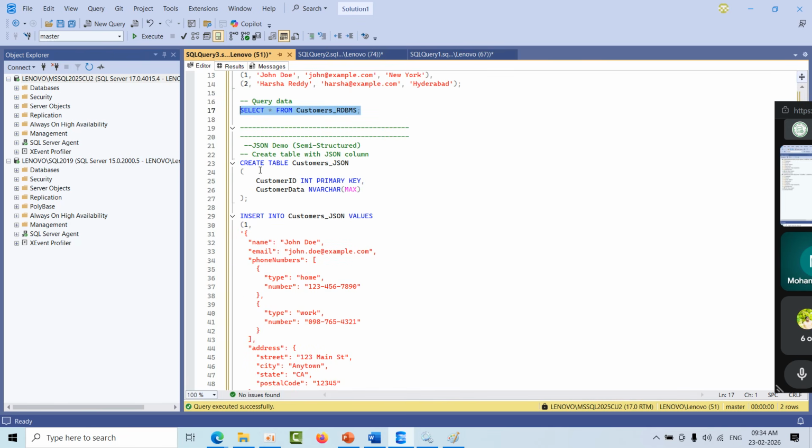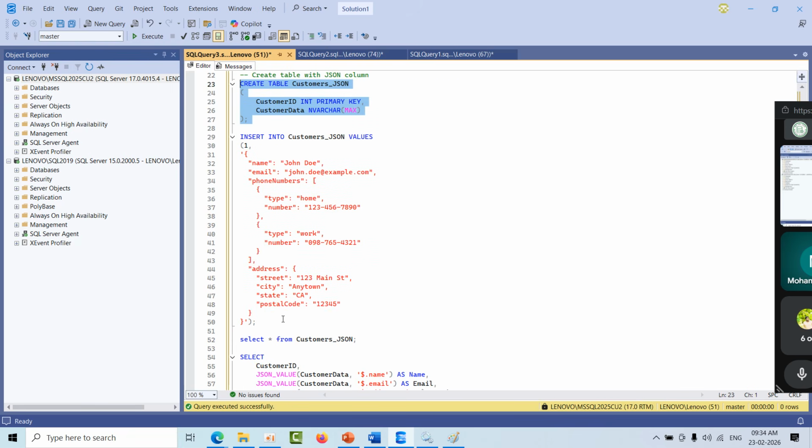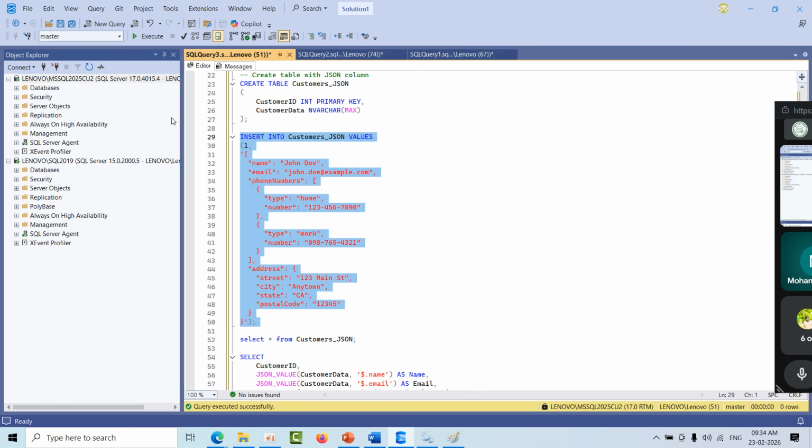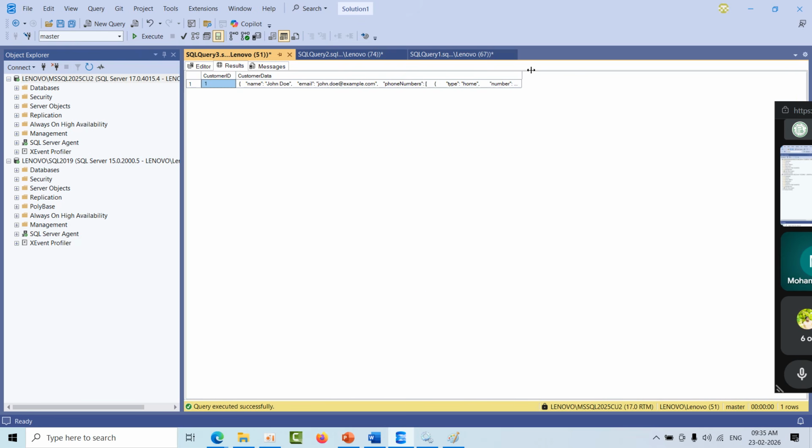Now I'm showing you the JSON document. I'm creating one table. See, this is how I'm inserting the JSON format. If you see here, JSON, select star from. See how it looks. So this is how JSON data looks. Now it is very difficult for us to understand and fetch the data.